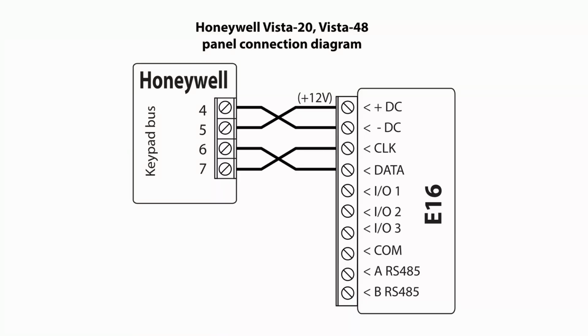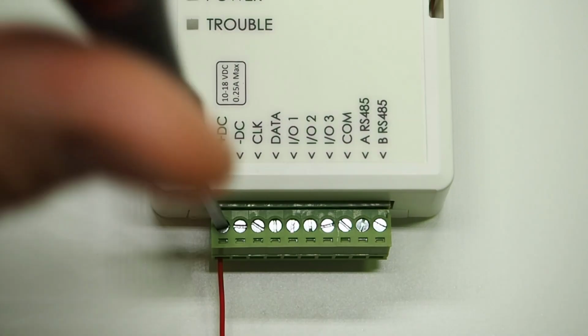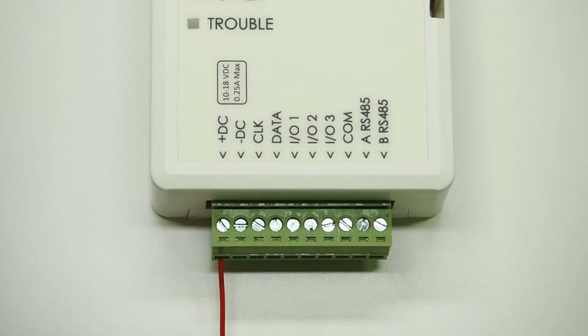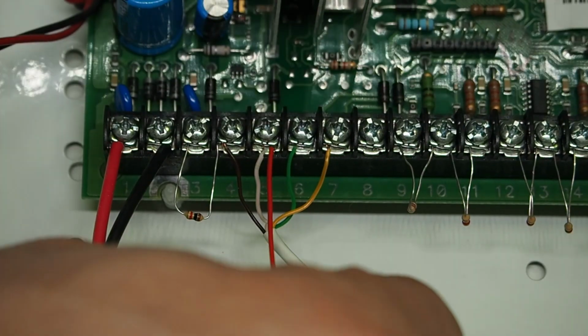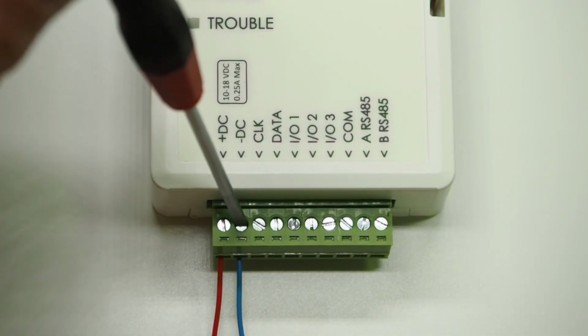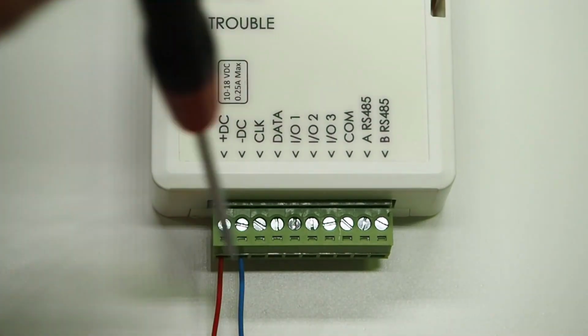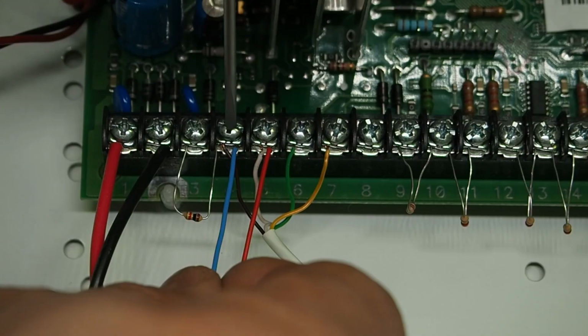Connect the E16 to the Honeywell Vista control panel. Connect the red wire to the plus DC terminal on the communicator and to terminal number 5 on the panel. Connect the blue wire to the minus DC terminal on the communicator and to terminal number 4 on the panel.